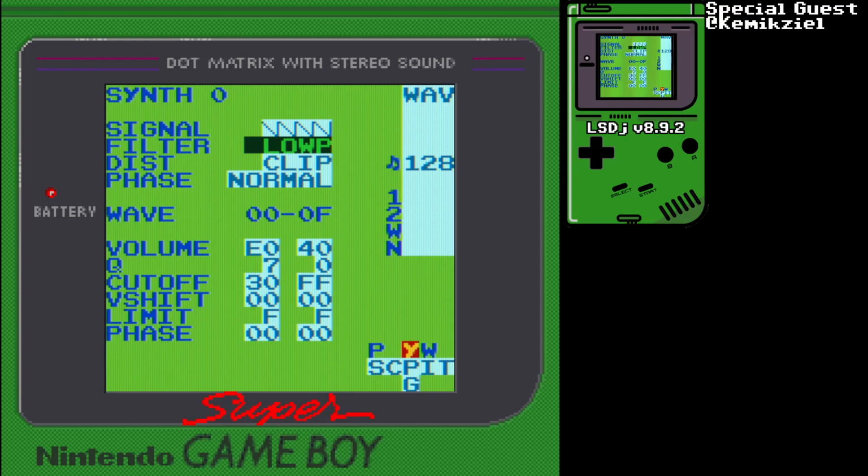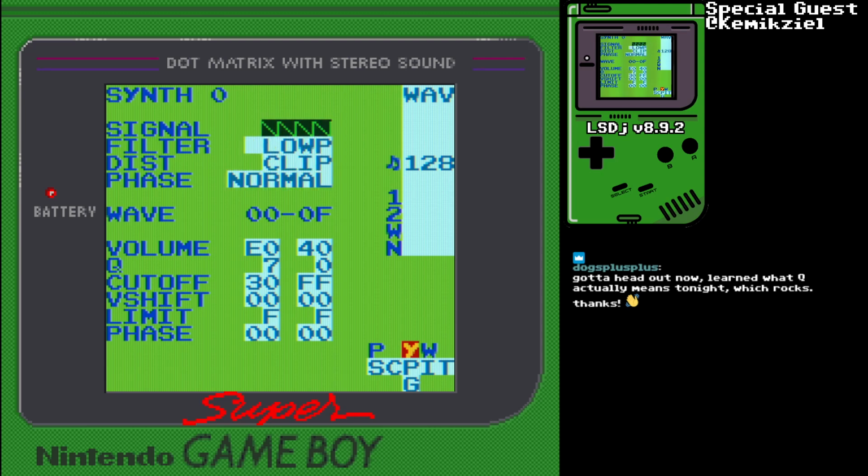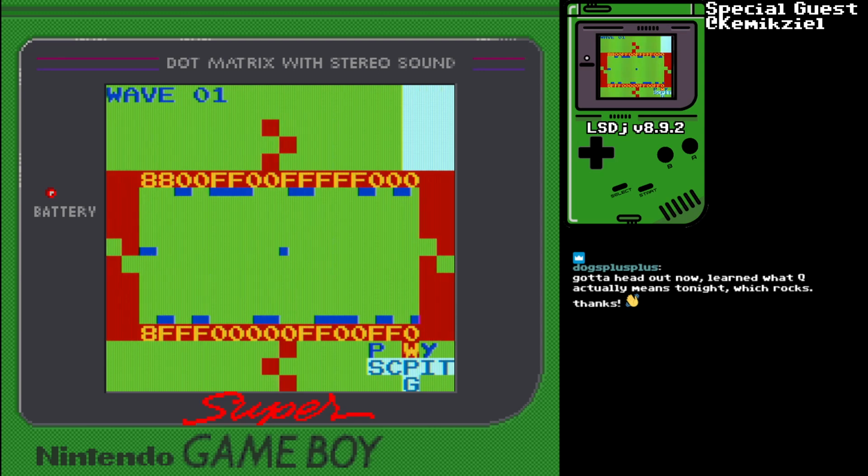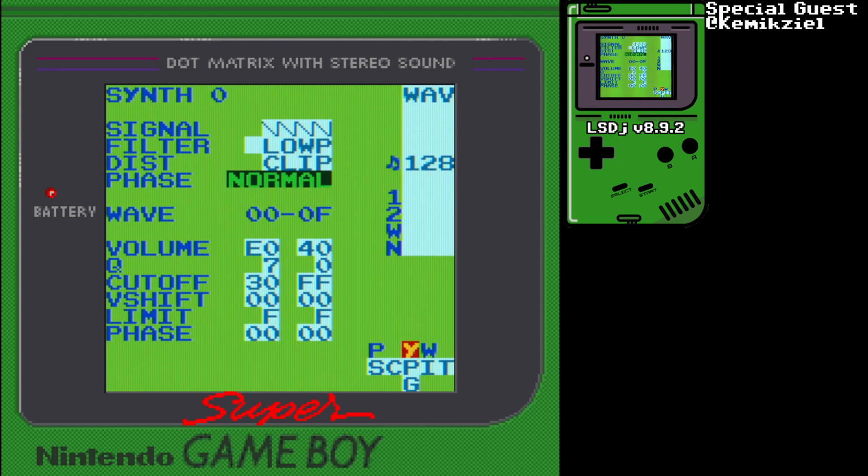Okay, so we talked about signal, filter, distortion. Now let's get to phase. One of the ways that I have thought about this is that the volume, the distortion, and the Q deal with what's happening vertically, from zero to F and wrapping around, the range of what you're boosting and what is quiet. Phase deals with what's happening horizontally.